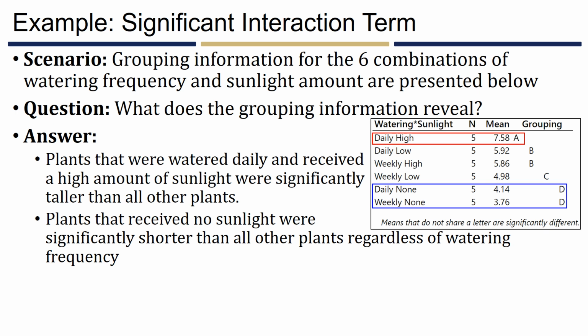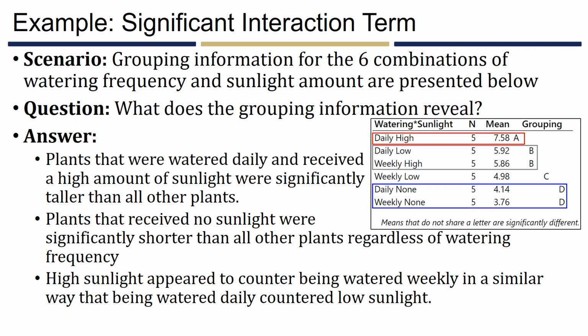The second thing we can say is that plants that received no sunlight were significantly shorter than all other plants, regardless of watering frequency. These 2 combinations shared group D, so there was no significant difference in their mean heights. However, if they didn't receive any sunlight, it didn't appear to matter how frequently they were watered, because they didn't share a letter with any other combination.